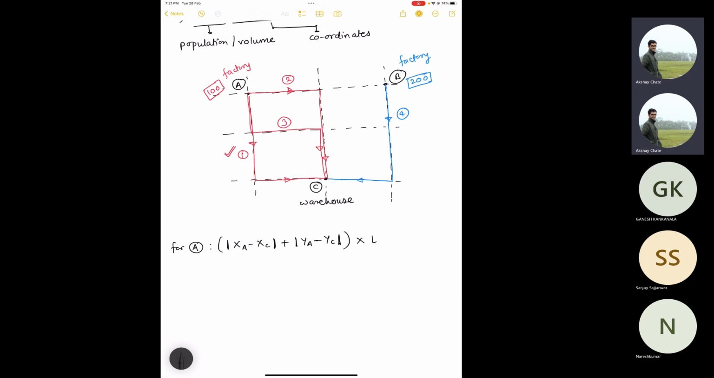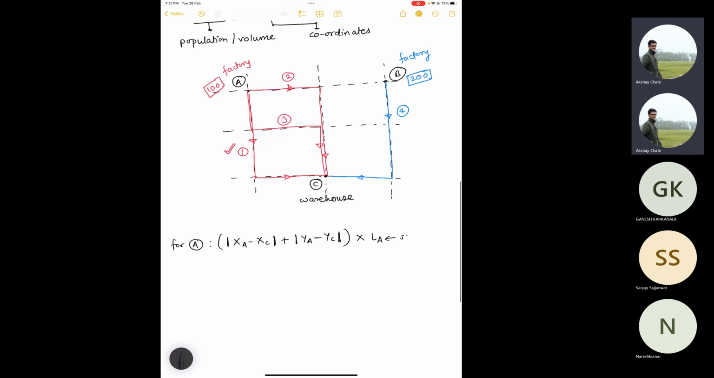Now the question is, what type of load do you take? Sometimes people get confused, so you always take the source. So what is the load coming from the source? So this will be source. In this case the movement is from A to C, so the source is A, so you take A.